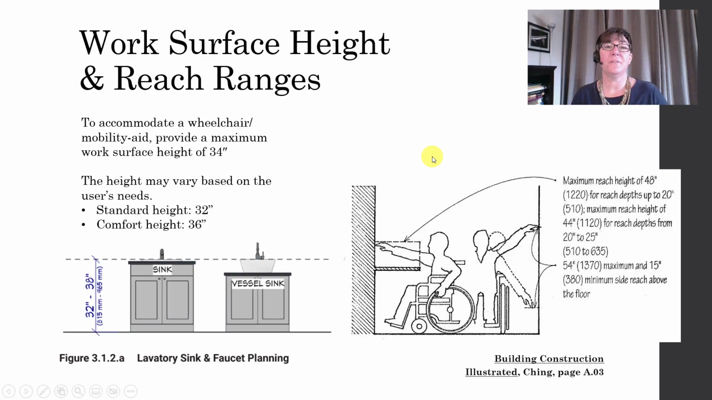Let's talk about the height of your vanity. This is again going to depend on your specific user and their needs. A standard height vanity, if you don't specify, you're going to get 32 inches. It's recommended that you provide a maximum of 34 inches for someone in a wheelchair. If you have someone who can't bend easily, you may want to choose what they call a comfort height vanity of 36 inches, which matches your standard kitchen countertop.